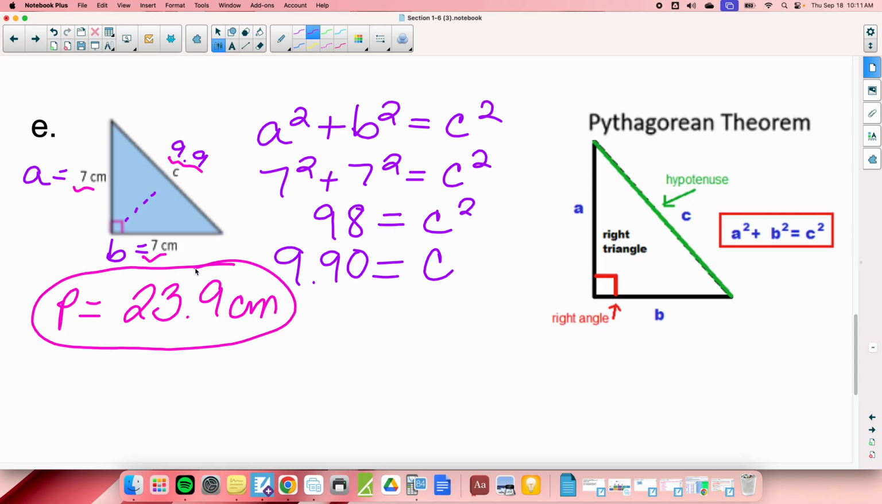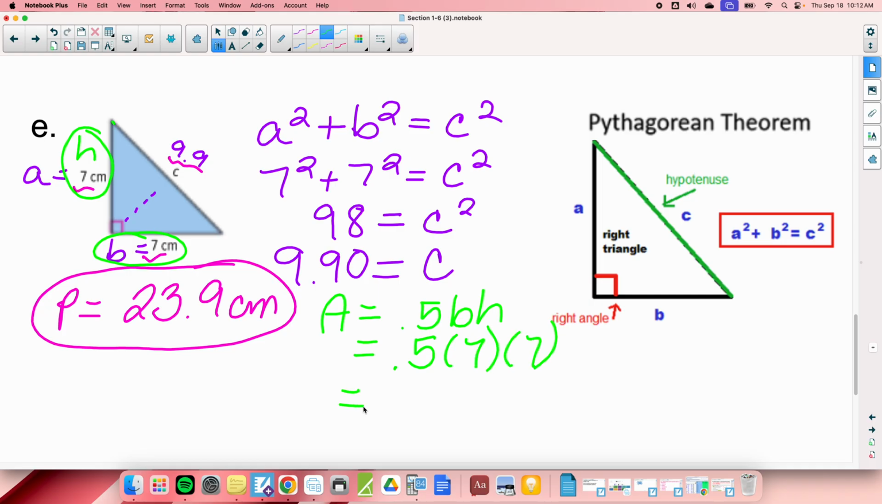Now we have to find the area, which is 1/2 or 0.5 base times height, okay? And when you guys go to do this, how do I know which one is my base and which one's my height? Yeah, so this is your height because it's perpendicular. And the base is the side your height is perpendicular to. So this is my base, this is my height, okay? So it'd be 0.5 times 7 times 7, which is 24.5, thank you. And that is in centimeters squared, okay?